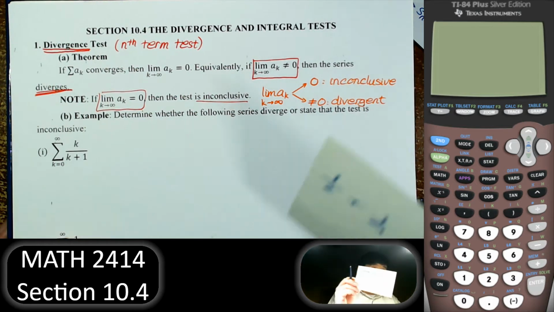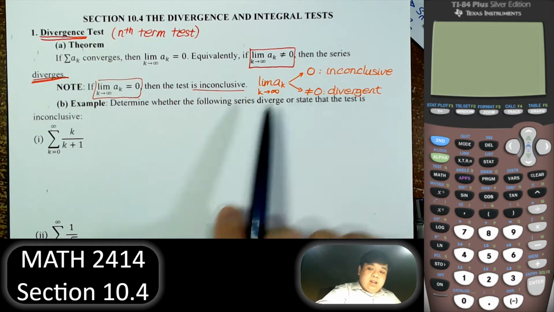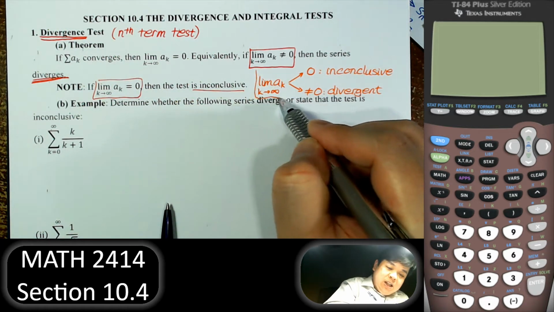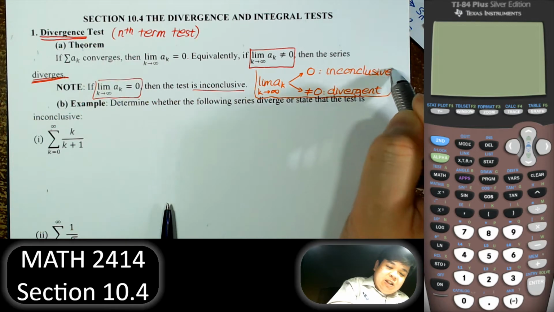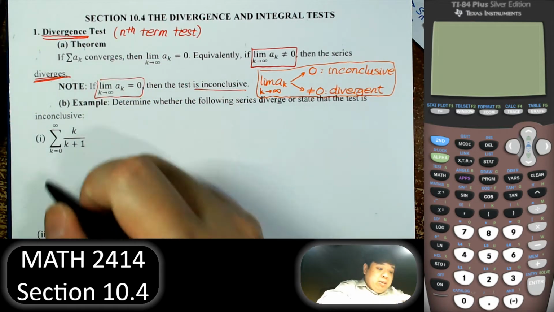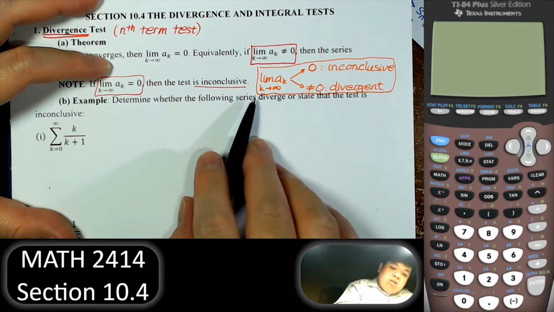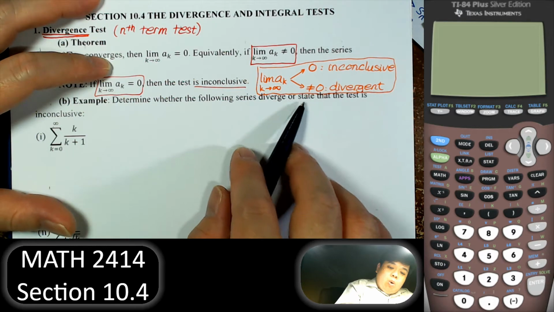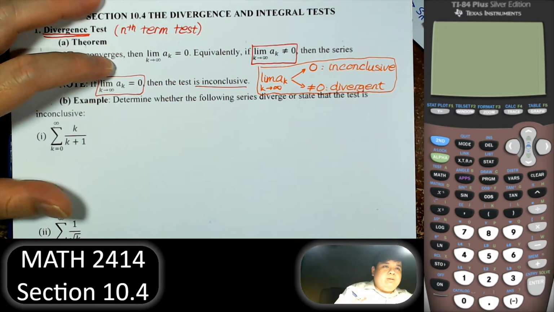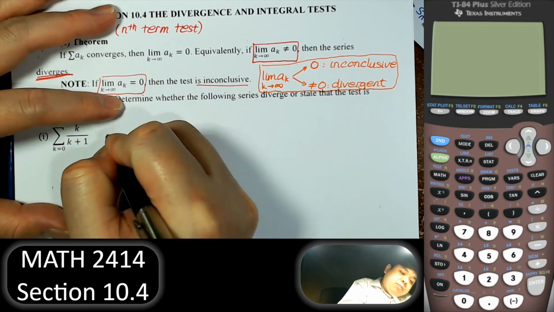We'll talk more about that in the integral test, but for now, this is the first of many tests. So very straightforward: just take the limit of the sequence. Determine whether the series diverges or state that the test is inconclusive. So it is divergent or inconclusive; we cannot say the series is convergent. Keep that in mind.